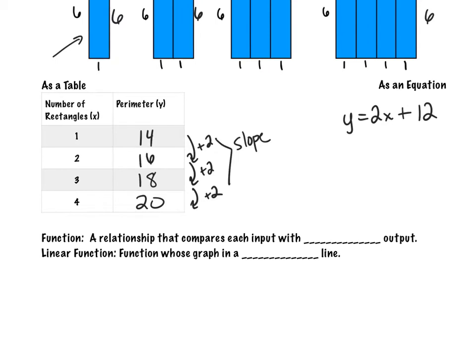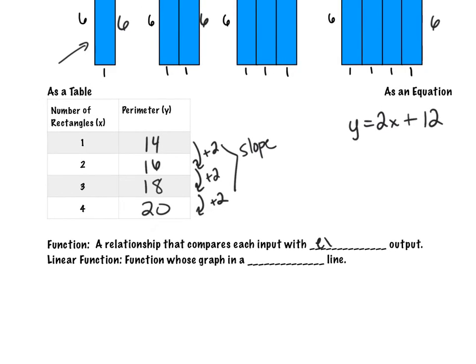So a function is a relationship that compares the inputs, right, your x's, with exactly one output. So for every input, there's just one output. Right? So everything we graphed in chapter 5 was a function.